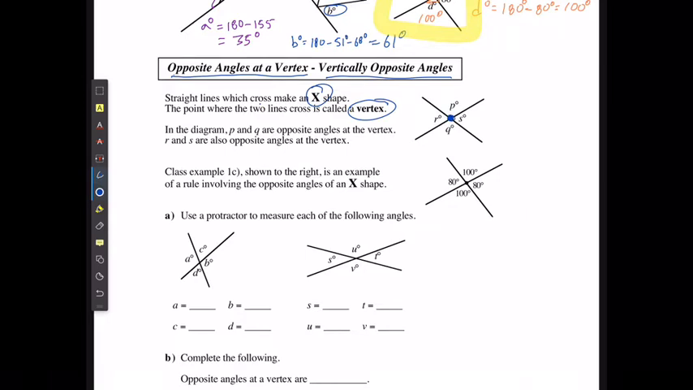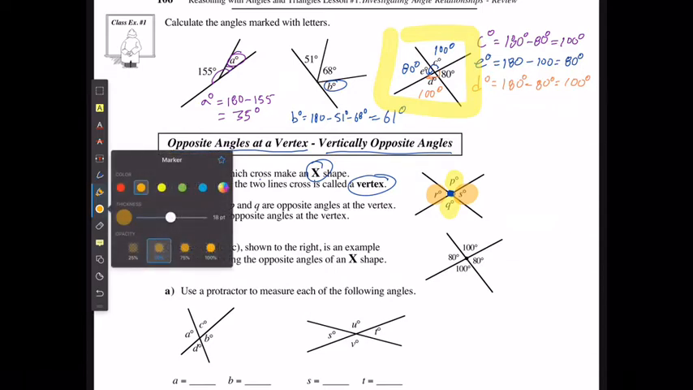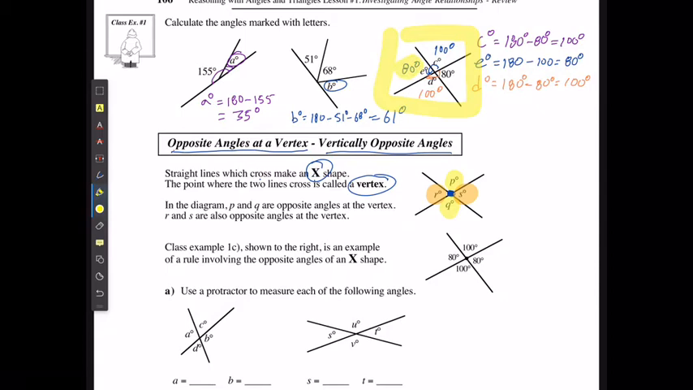In the diagram, P and Q are going to be opposite at a vertex because P and Q are on opposite sides of that vertex point. At the same rate, R and S are at opposite sides of that point. We call those vertically opposite angles. In the last case, we can see that if I look here, the two opposite sides had the same angle, and these two opposite sides had the same angle.